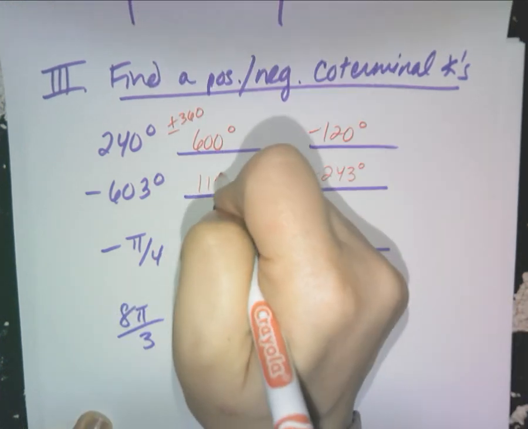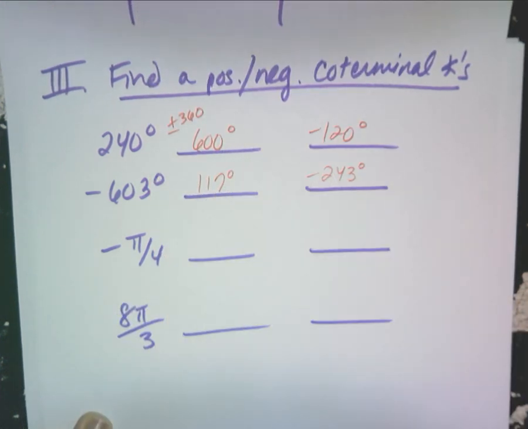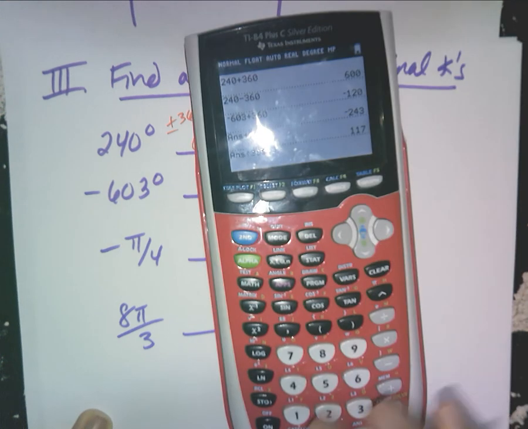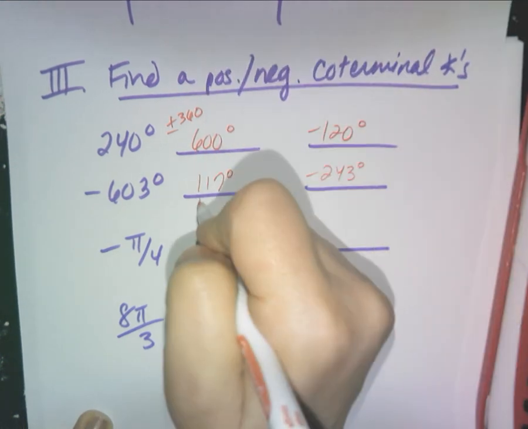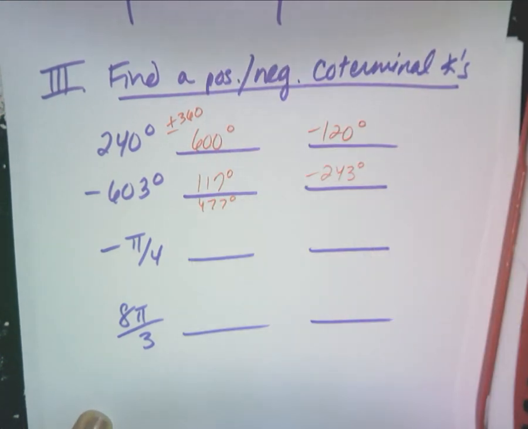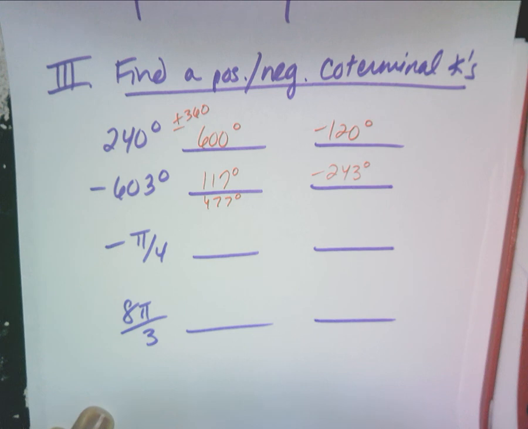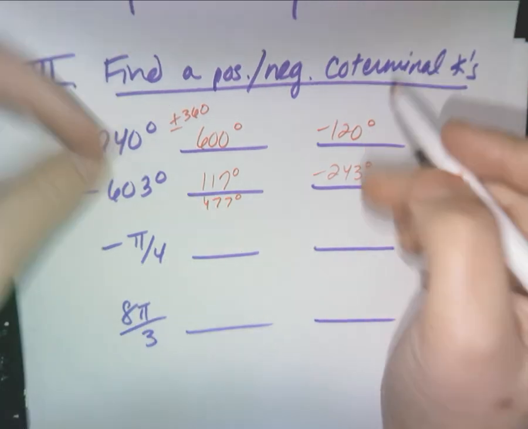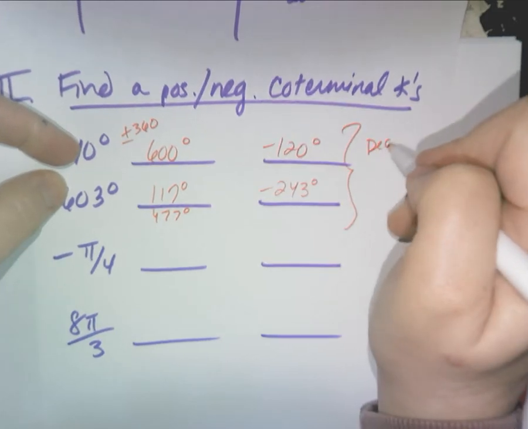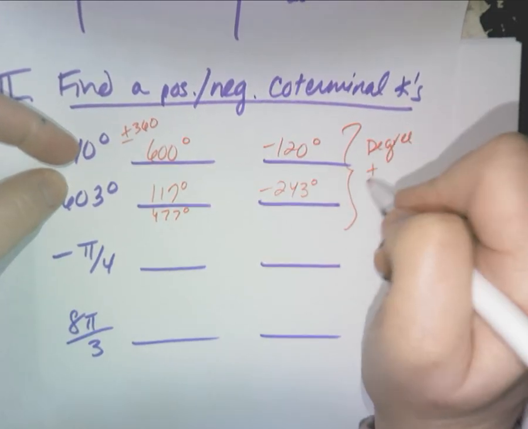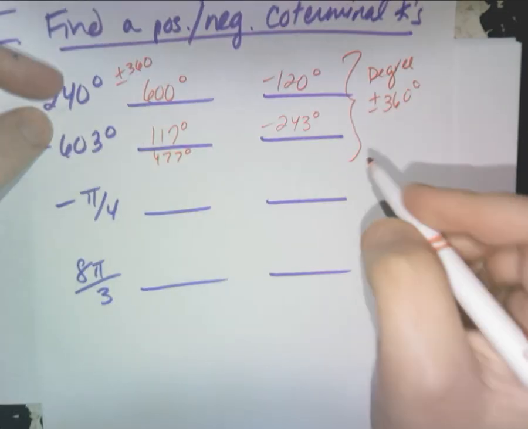So positive 117. I mean, you could have just kept adding 360 and given me 477. You'd be like, oh, well, I'm going to give you 477. Fine, whatever you want. Just give me one that's positive and one that's negative. Okay? All right, so that's really easy. So if it's degrees, add or subtract 360. But what if it's radians?